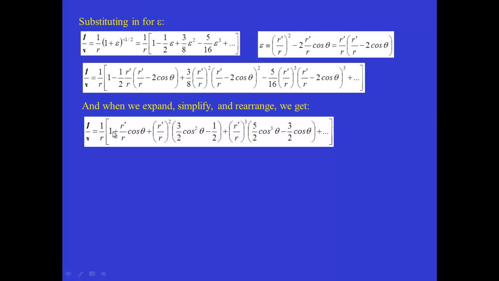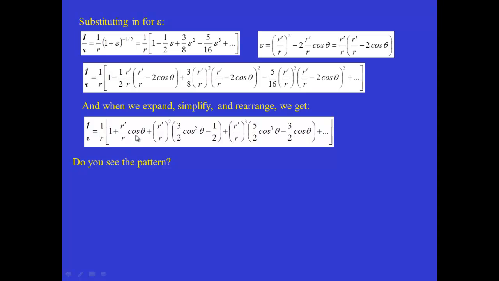So what you'll see is that there's going to be a first term which has r prime over r in it, and it's multiplied by cos theta. Then there's a term with r prime over r quantity squared. That, when we collect all of the terms, is multiplied by 3/2 cos squared theta minus 1/2. The next term has r prime over r cubed, and it's got a cosine cubed and a cosine term, and so on and so forth. So this infinite series contains a very interesting pattern. Do you see it? You see what the pattern is from previous exposure to problems of this type?